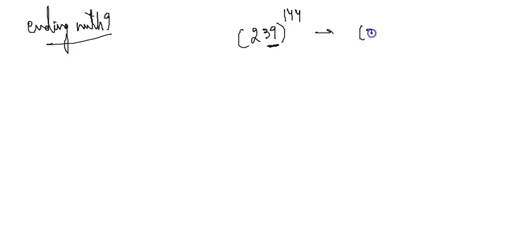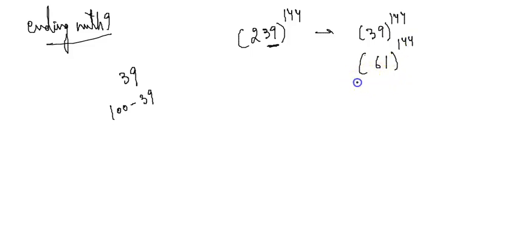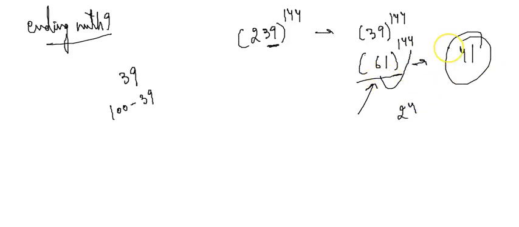Okay, so you just write it as 39 raised to the power 144. Now see, the last two digits of 39 will be the same as those of 100 minus 39. You just replace this 39 by 100 minus 39, that means 61. So 61 raised to the power 144. Now this is reduced to the previous case. That means your answer will be 1, and 6 into 4, 24. That means 41 will be your answer in this case.